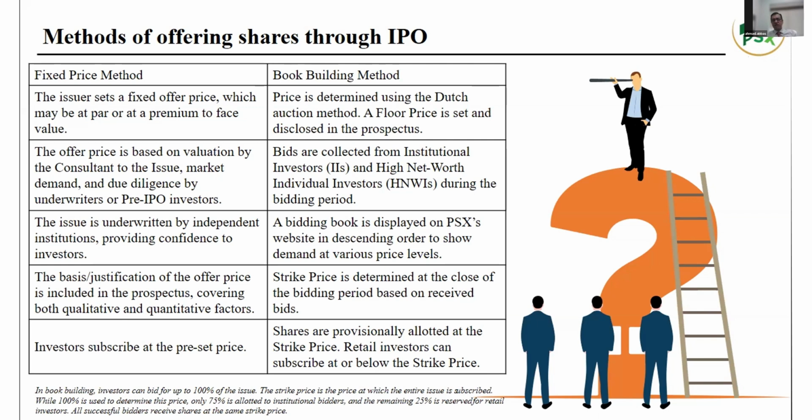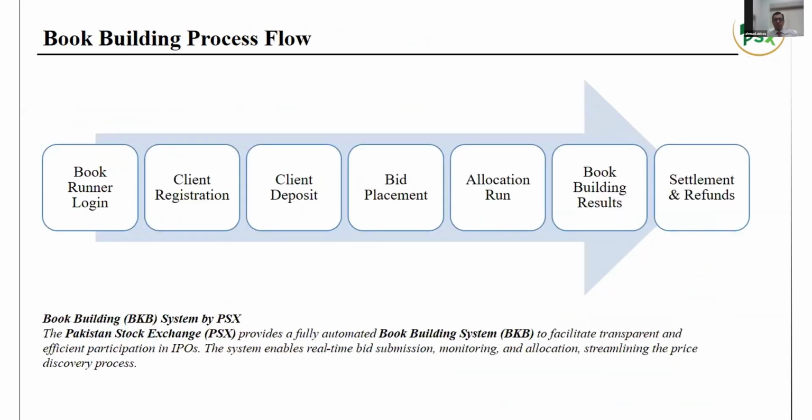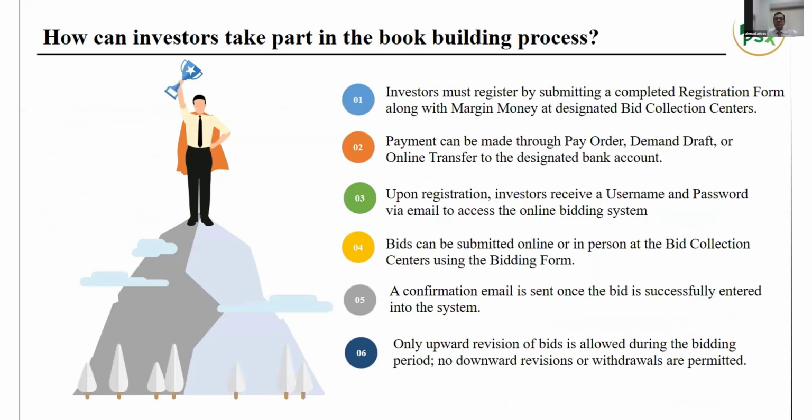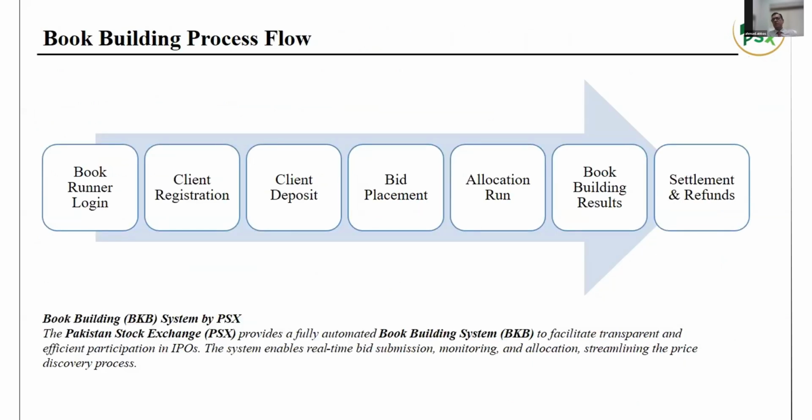Fixed price. I've seen REITs come at fixed price, but this time around we're also doing a REIT which is coming through the book building process. So moving on, what is the book building process? Book building software is all done automatically. I mean, this is an automated process, and a designated institute, which is PSX, provides the book building software to the companies to facilitate transparent and efficient participation in the IPO. The system enables real-time bid submission, monitoring, and allocation, streamlining the price discovery process.